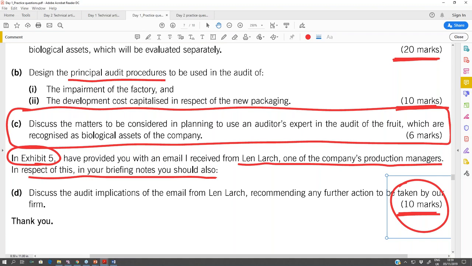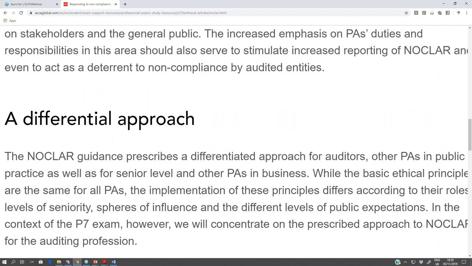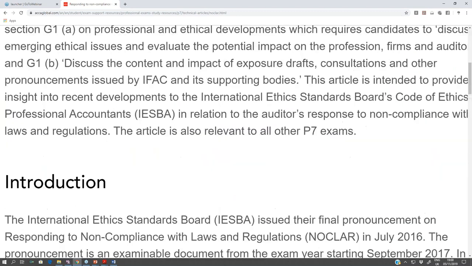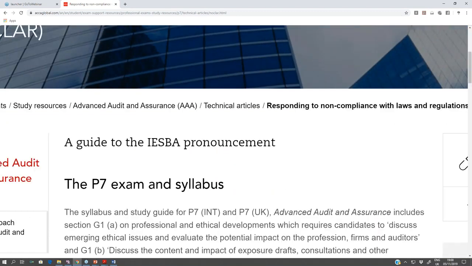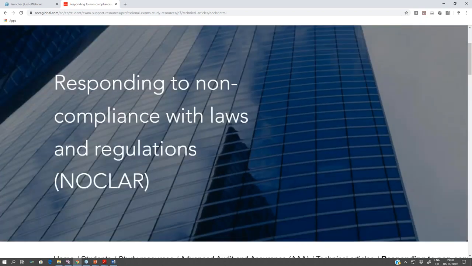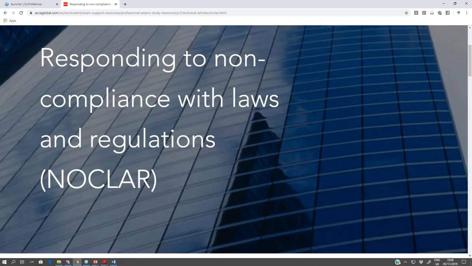Right? So please ensure that you read this article, which I just showed you in front of your screen from the ACCA website, which has the title Responding to Non-Compliance with Laws and Regulation. That's in front of your screen now. You need to download this article, read this article. And once you read this article, you will imagine how easy the answer is for the June 19 exam paper.